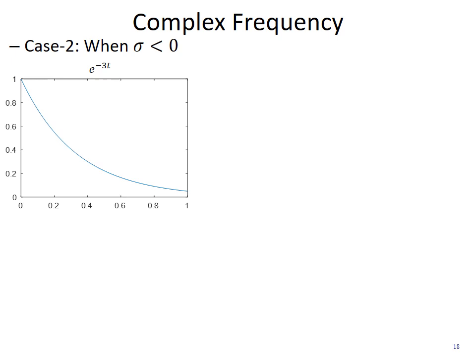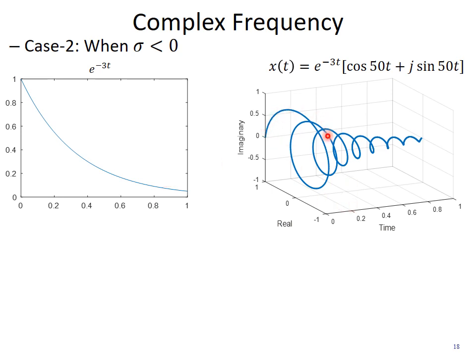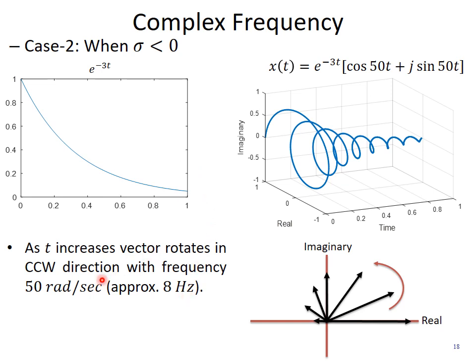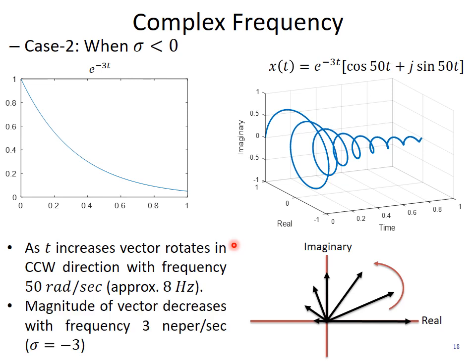Now case 2, when sigma is less than 0, so let's say sigma is equal to minus 3, and e to the power minus 3t is basically a decreasing, decaying exponential, right? In that case you will see that the rotation in the complex sinusoid again has frequency 50 radian per second or 8 hertz, so you get 8 rotations per second, but now instead of increasing cycles you will have decreasing cycles. So the signal would decrease in time at a rate of 3 nepers per second. So sigma is equal to minus 3, and as t increases the vector rotates in the counterclockwise direction at frequency 50 radian per second or 8 hertz, but this time, since sigma is negative, the magnitude of the vector decreases at a rate of 3 nepers per second.